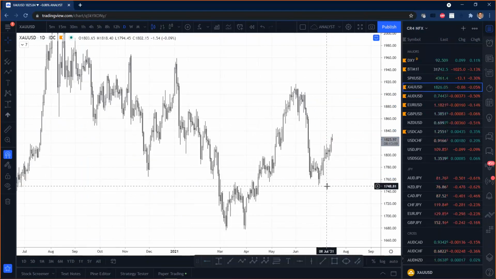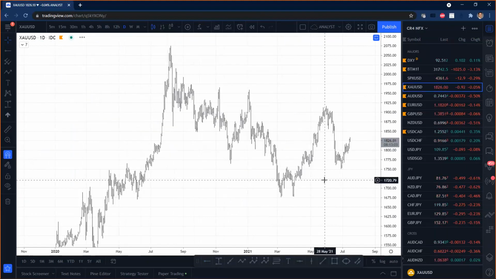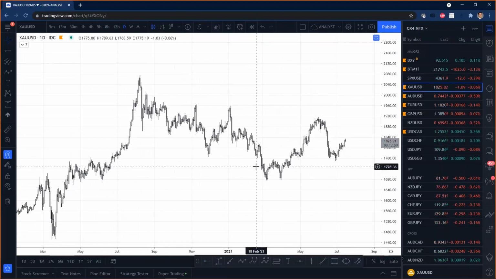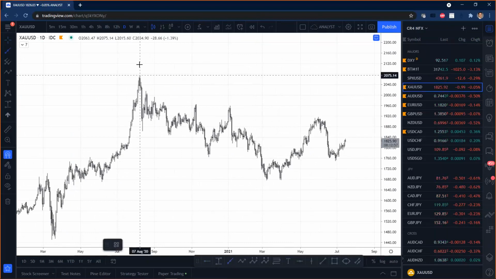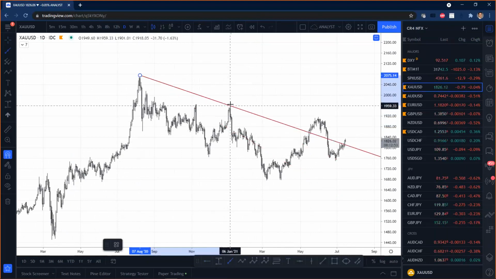Okay. All right, so let's go to gold. Good one to look at. So again, let's look at the big macro picture here. What's been going on for a while? We had some downward pressure, some downward pressure.